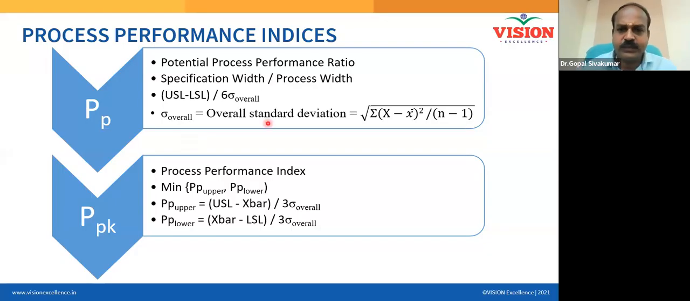How the Pp and Ppk is different from Cp and Cpk. Now take a closer look at the definition. Formula wise, it looks the same: USL minus LSL divided by 6 sigma. But the sigma is different.